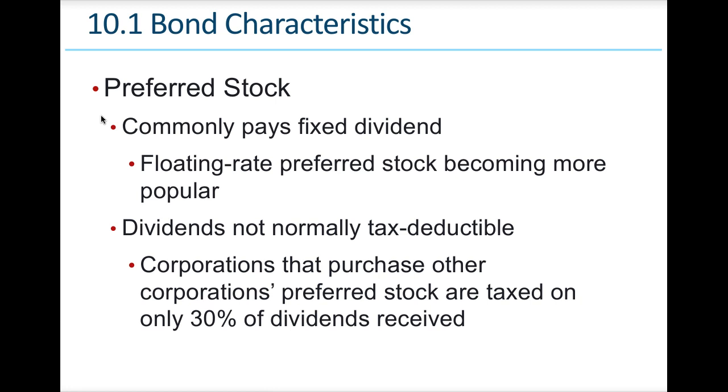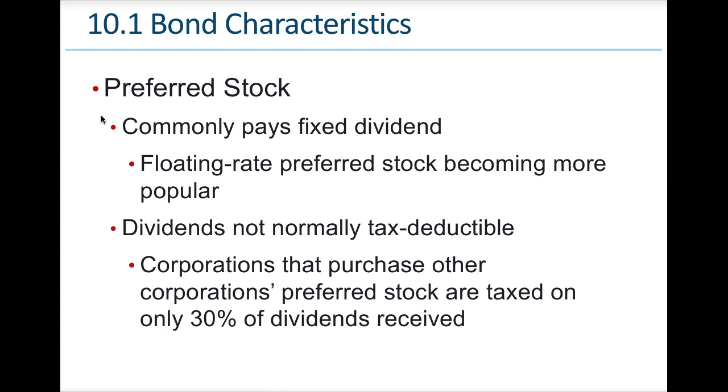So let's talk about preferred stock. So now preferred stock, it acts more like a bond than stock. So it's a hybrid type of investment that lives between stocks and bonds. So the preferred stocks will pay a fixed dividend, much like bonds do. And preferred stock can actually have floating rate, but those are not as prevalent as the fixed dividend.